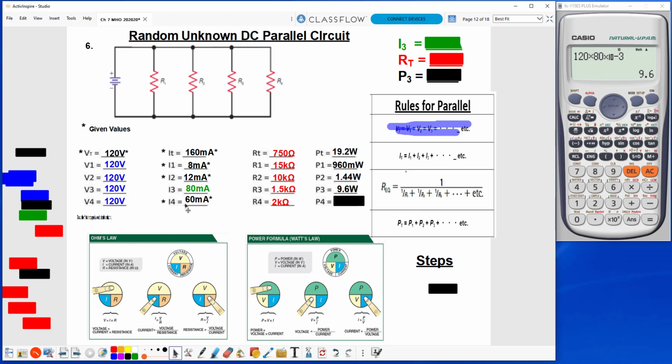Okay, finally P4 is equal to I4 times V4. So we take the 60 milliamps times the 120 volts. Really not very much current. It's a very small amount of current. 7.2 watts. P1 plus P2 plus P3 plus P4 should add up to 19.2 watts. And then you can multiply 160 times 120 and also check if I got the same answer both ways. That's the way to really do your homework.